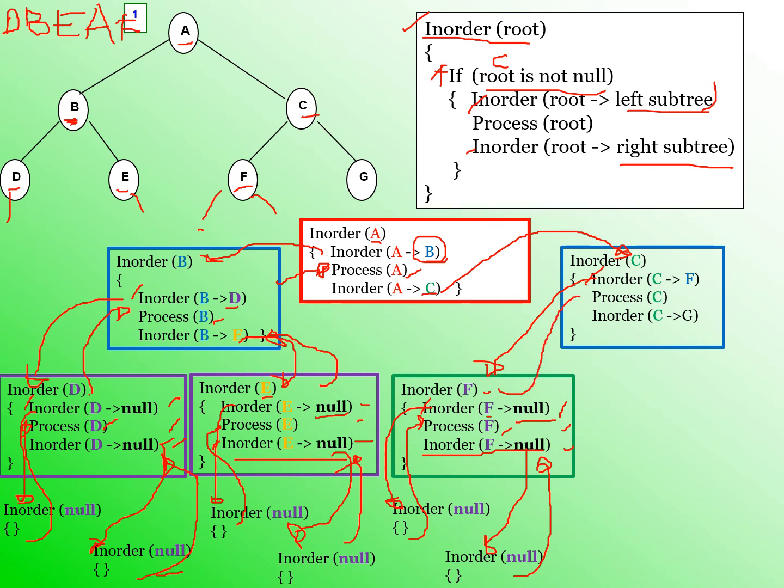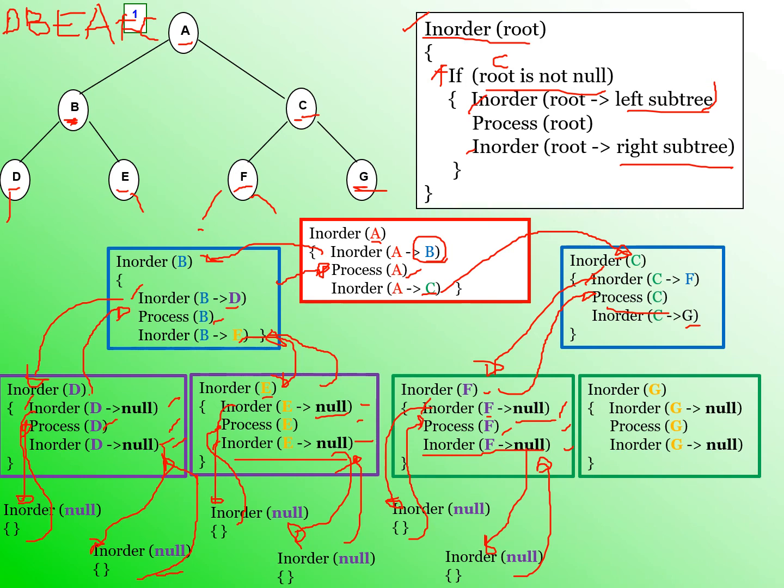Ito yung tumawag sa kanya. And then, followed by next statement. Process C. So, that means we're going to display C. Okay? After that, we have to execute in order C referencing or root referencing to right subtree. So, C referencing to right subtree is G. Okay? So, tinawag ang sarili niya in order G.